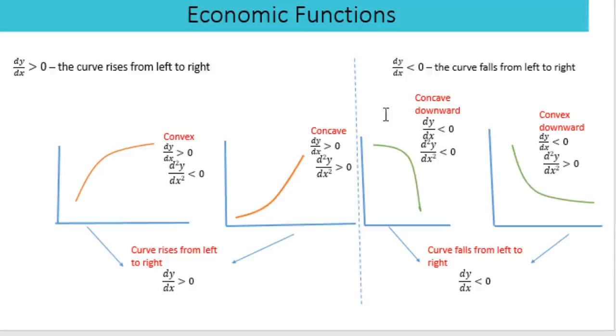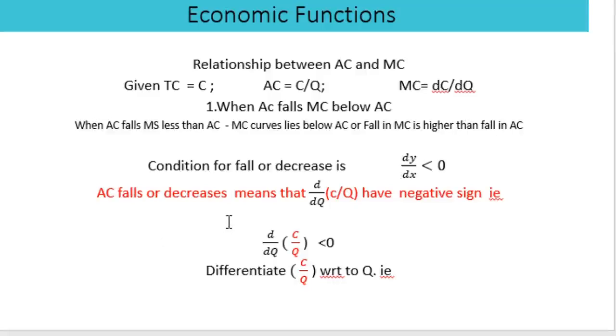We can say that in the beginning, average cost falls from left to right. Then this must be the condition. Then it rises from left to right. This must be the condition. From this, we can derive the relationship between average cost and marginal cost. The relationship between average cost and marginal cost is given here.